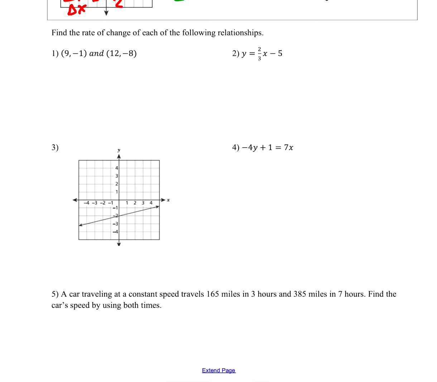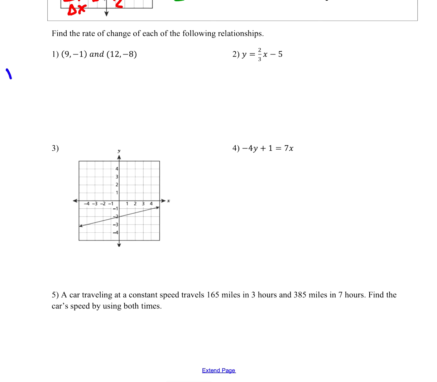Looking at number 1, we're given 2 points. We want to find the rate of change between those 2 points. So if we only have 2 points, you could find graph paper and graph it. I think the easiest way for this is just to use the slope formula, which is y2 minus y1 over x2 minus x1. And I also like to just label my points too, because it helps me not make a silly mistake. So my first point we'll say is x1, y1, and I'll say the next one's x2, y2.